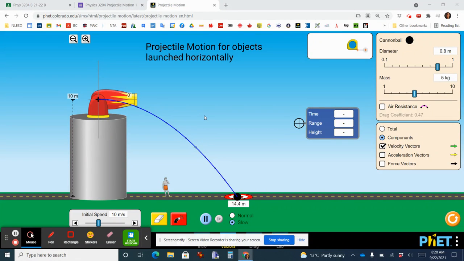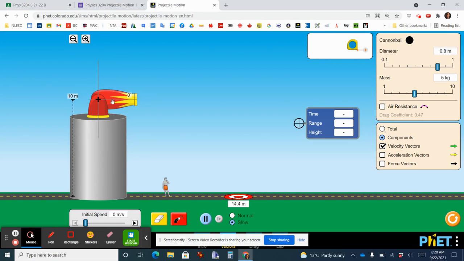Well, this is the first scenario with projectile motion where something is being launched horizontally. In other words, it has no vertical velocity whatsoever. It's just being launched sideways. And we can have the horizontal velocity set at zero, so that the ball just drops.